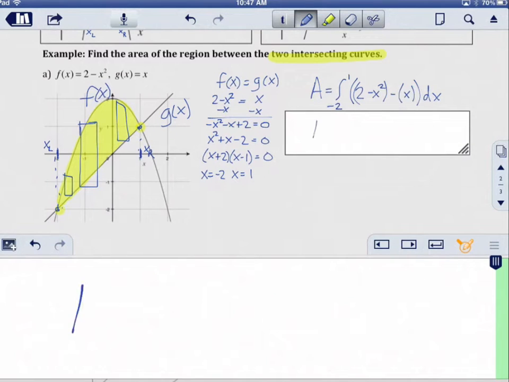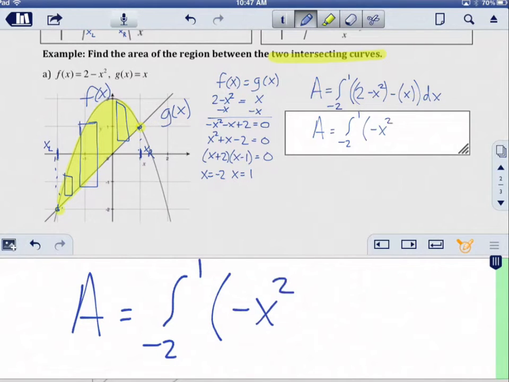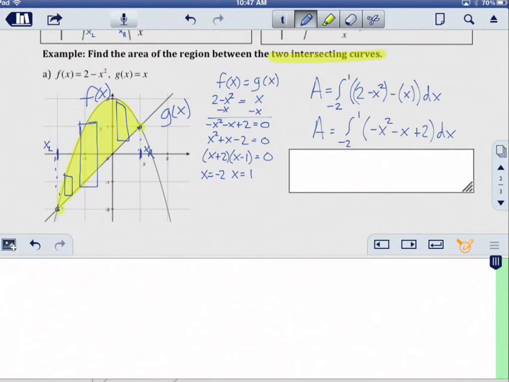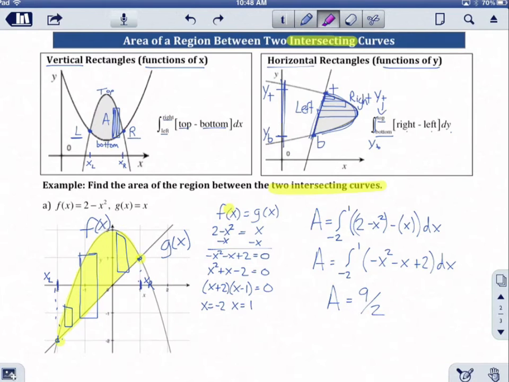And so if we simplify this, we have the integral from negative 2 to 1 of, well, negative x squared minus x plus 2 with respect to x. And if we just solve this using our calculator, we're going to get 9 halves. So let's go ahead and move on and try our next example here.